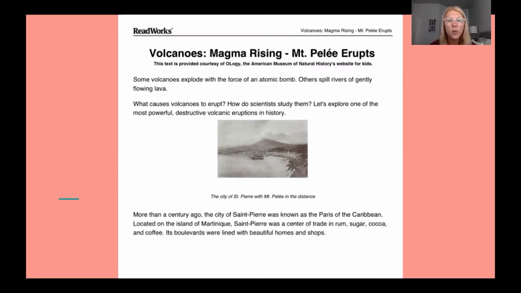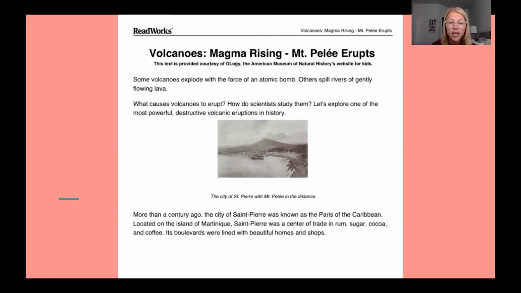Some volcanoes explode with the force of an atomic bomb. Others spill rivers of gently flowing lava. What causes volcanoes to erupt? How do scientists study them? Let's explore one of the most powerful, destructive volcano eruptions in history.